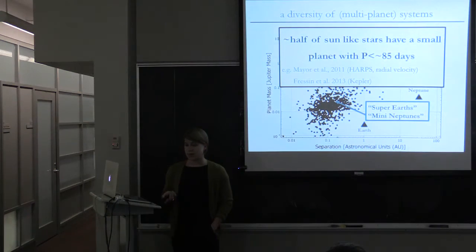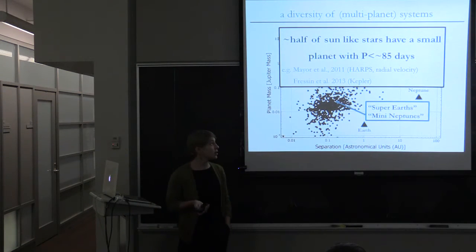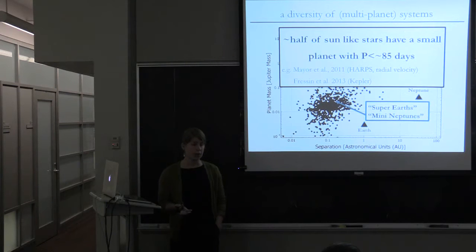And these planets are very common. Something like half of Sun-like stars have a small planet with a period less than 85 days, and this rate is even higher for stars that are less massive than the Sun. So taken together, what I've just shown you is that exoplanets are extremely common. Most stars do have a planet, and they're also very, very diverse. And that's what the observations have revealed to date.